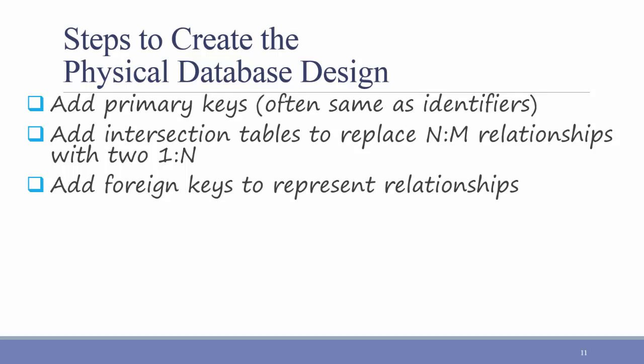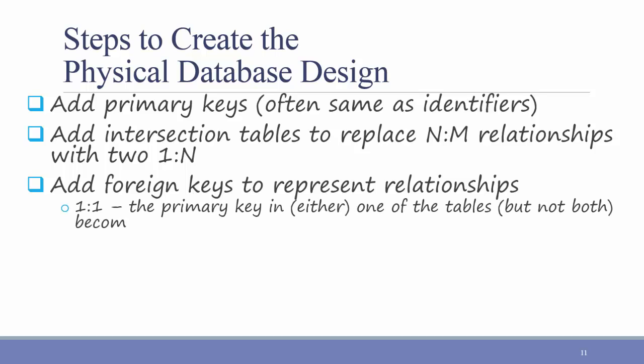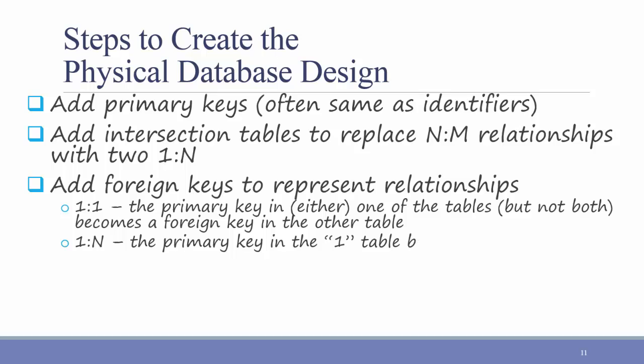If you have a one-to-one relationship, the primary key in either one of the tables, but not both, becomes a foreign key in the other table. If you have a one-to-many relationship, then the primary key in the one table becomes a foreign key in the N table. We'll see some examples of this in just a second.